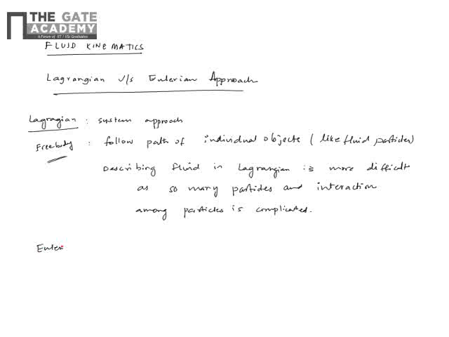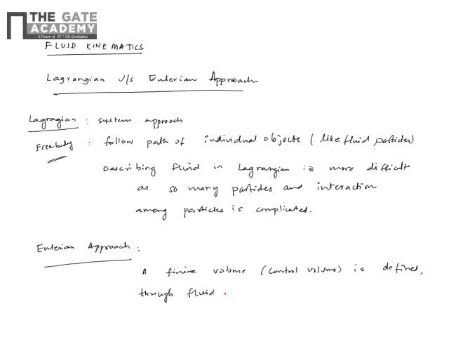The other approach is the Eulerian approach, where a finite volume, typically called the control volume, is selected and defined. First you define that control volume, through which the fluid enters and exits. So your domain of analysis is basically that control volume.